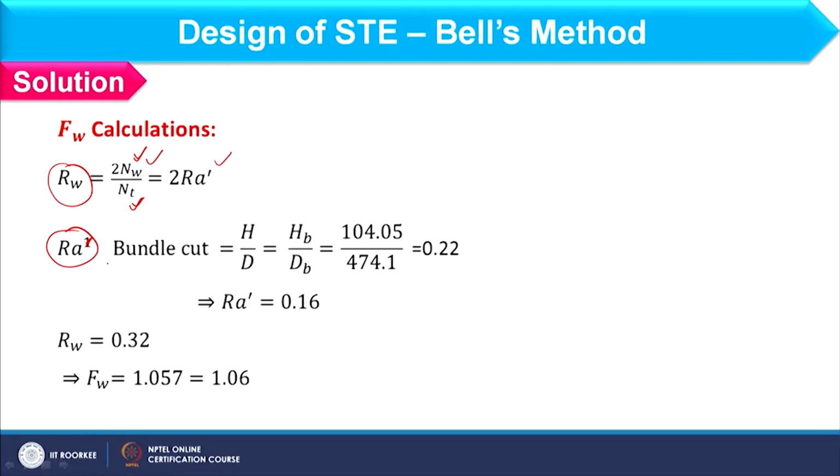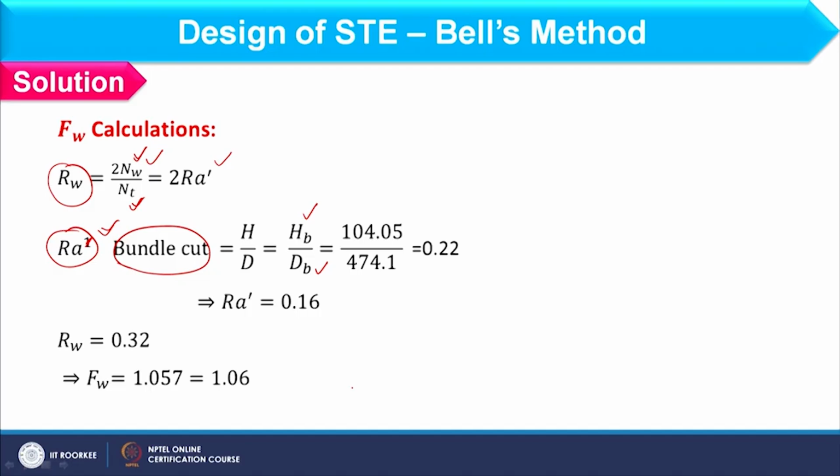Okay. And we have already discussed that RA dash will depend on bundle cut. Okay. And bundle cut, how I can define that? That should be HB by DB. Okay. So, all these parameters we have already discussed in Bell's method in lecture 2, 3 and 4 of this week.